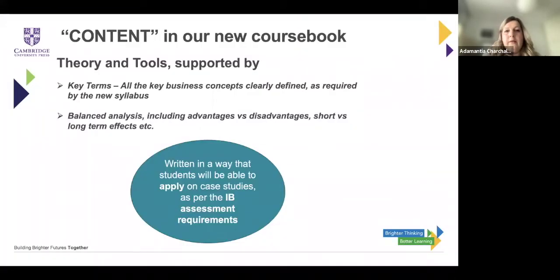So, content in our new course book. Content is about teaching the theory and the tools. The theory and the tools will, of course, appear across the book chapters, but in all chapters, they are going to be supported by key terms that are clearly defined as required by the new syllabus. Theory will also be supported by balanced analysis, including advantages versus disadvantages of key business notions, short versus long-term effects, etc. So the idea is that the theory will be given to the students in a way that is practical for them to apply on case studies as per the IB assessment requirements.